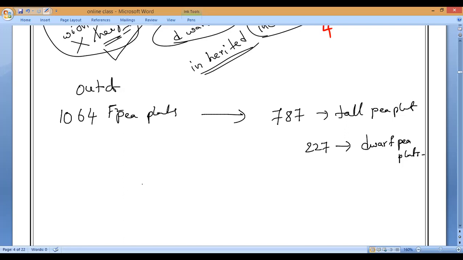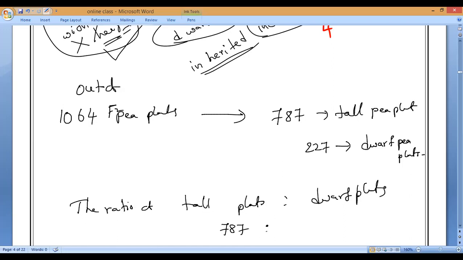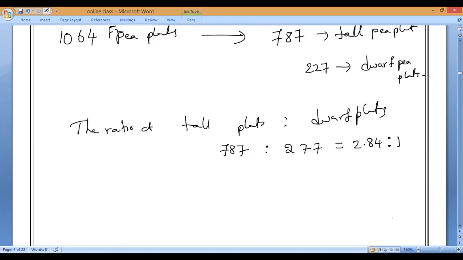So if you take the ratio of tall plants to dwarf plants, it is 787 to 277, which, if you calculate approximately, equals 2.84 to 1. So 2.84 we will consider as what? It is 3 and 1. So that is how Mr. Mendel observed it when he was crossing in monohybrid inheritance.